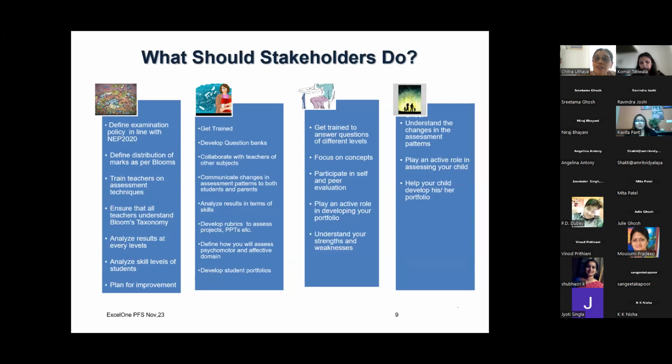Teachers will need to be trained in assessment techniques because not all teachers might know how to assess students in different ways. So teachers will require training in this particular area. All teachers will need to understand Bloom's taxonomy and put it to use. Results will have to be analyzed at different levels to see how good your students are in different skills. So that will have to be done, and then you will have to plan for improvement. Now, when I say plan for improvement, you will have to plan how you can improve your teaching learning practices and your assessment practices.